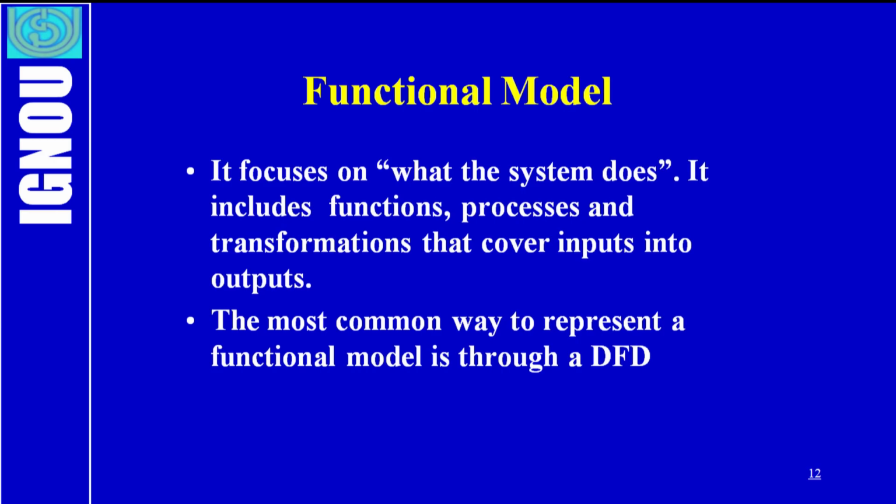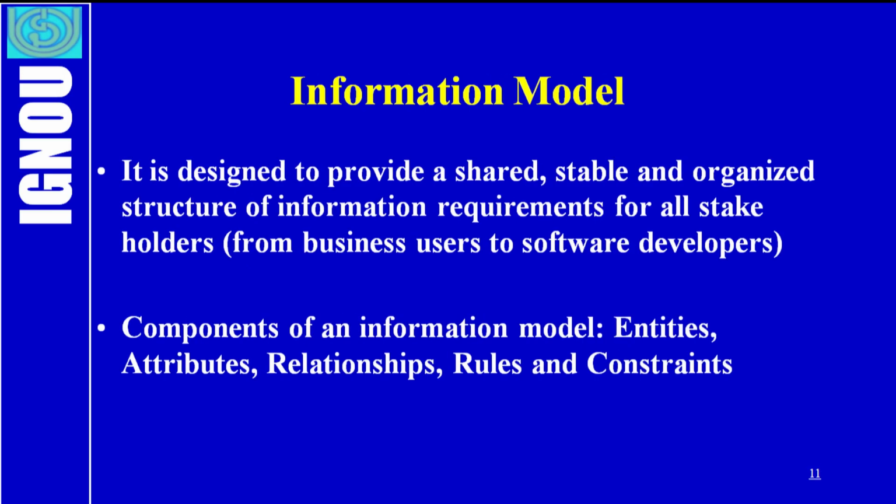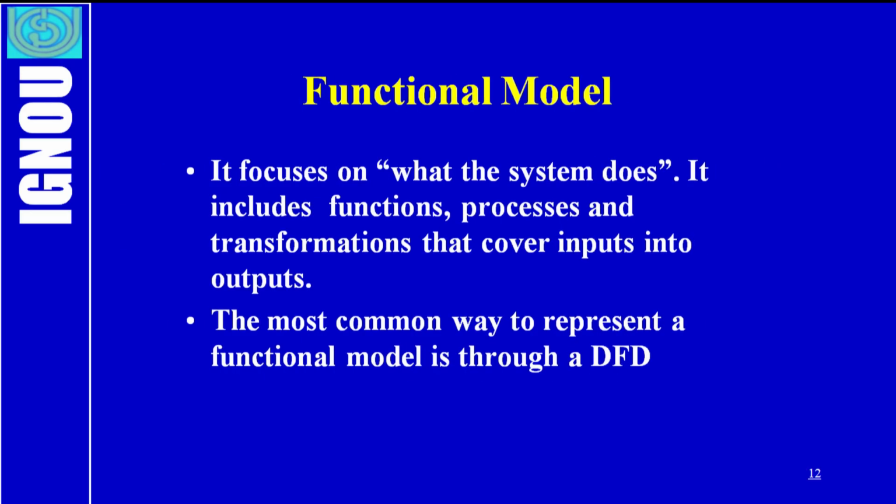Basically, functional model focuses on what the system does, what the system has to do. So we are focusing on the system's output. It includes functions, processes, and transformations that convert inputs into outputs. So what comes to your mind whenever we say functions, processes, transformations that transform inputs to outputs? That is basically a data flow diagram. So the most common way to represent a functional model is through a data flow diagram. In the case of information model, it is an entity relationship diagram. In the case of functional model, it is a data flow diagram.